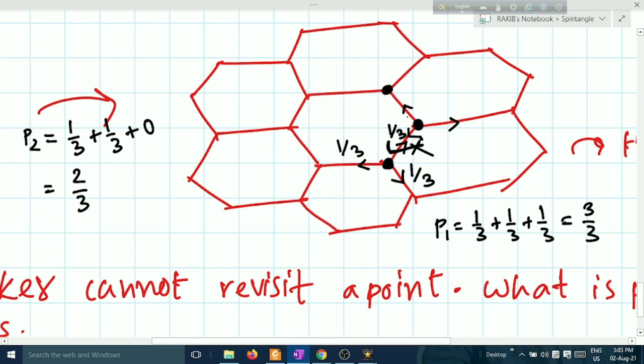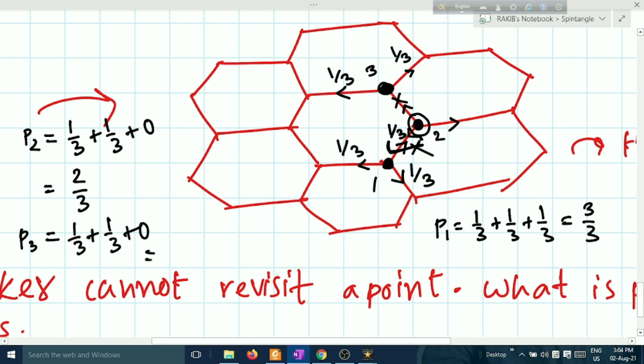And similarly, say the worker reaches this point. The worker can go this way with a probability of 1/3, and can take this way with a probability of 1/3. The worker cannot take this way because it would revisit this point. This means the probability of the third step, after taking the third step at site 3, where this is site 1, this is site 2, and this is site 3, will be 1/3 plus 1/3 plus 0, 0 for the revisit. This will be 2/3.